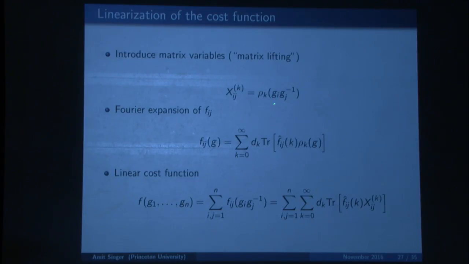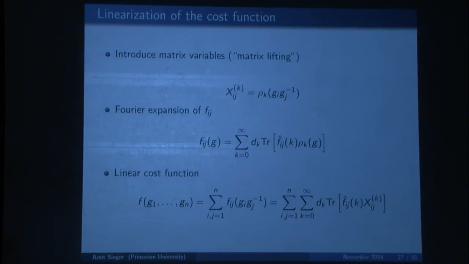For every pair ij of group elements, and for every frequency k, we're going to introduce this variable, xijk, the irreducible representation of order k, of the ratio. Then we can write each of the n squared cost functions in terms of the Fourier expansion of it, and just replace rho k, gi, gj by xijk. So now the cost is linear.